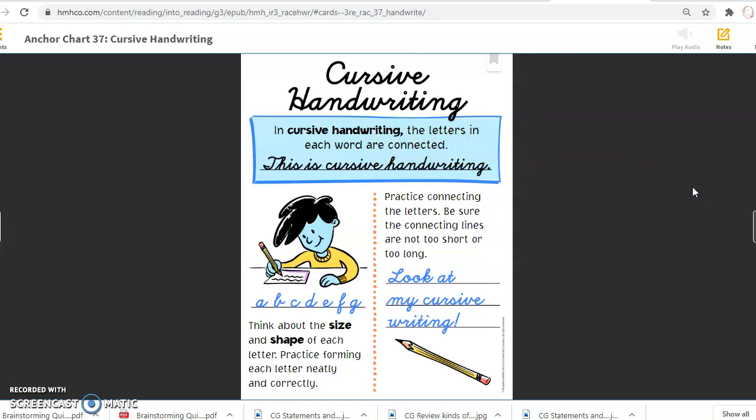Think about the size and shape of each letter. Practice forming each letter neatly and correctly. Practice connecting the letters. Be sure the connecting lines are not too short or too long.